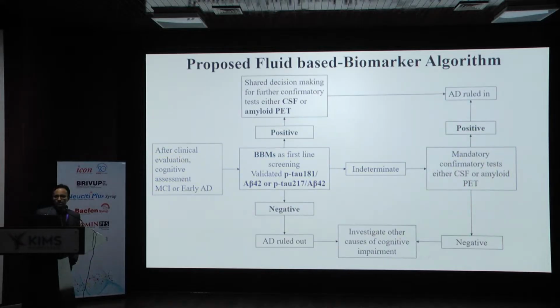So this is what we have proposed in our recommendations for lecanemab. After careful clinical examination and cognitive assessment of patients with MCI or early AD, because blood-based biomarkers are available everywhere, maybe we could use them for triaging. If it is positive, way above the cutoff, a shared decision should be made to confirm by CSF or amyloid PET, and if it is positive, AD can be ruled in. But if it is negative, AD is ruled out, and you need to look for treatable or other causes. If it is indeterminate, I think it's mandatory to confirm with either amyloid PET or CSF.